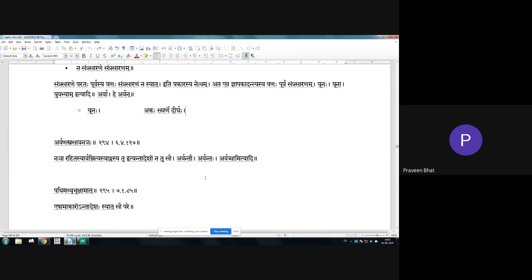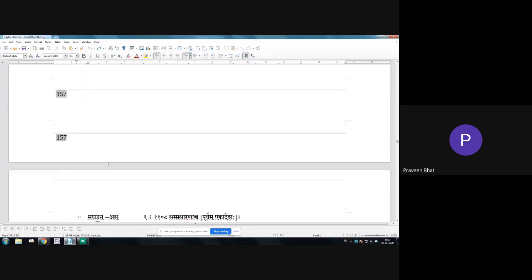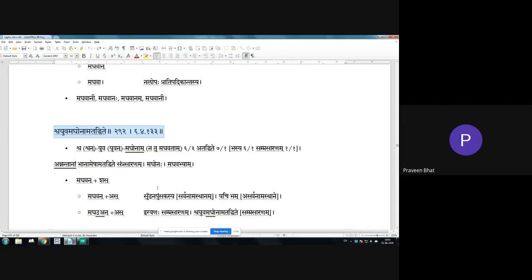Last time we saw the sutra to derive three words, shwa, yuva, maghonam atadhite, and under this sutra we saw the others to derive the shwan shabda, yuvan shabda and maghavan shabda, which can take two different forms.